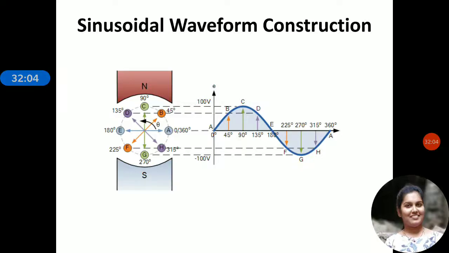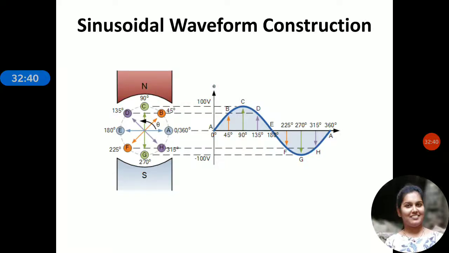When the conductor moves from C to D, that is 90 degrees to 135 degrees, the value will be decreasing to position D and to E, and again it comes to 0 as the magnetic lines come in parallel with the conductor. This point also we have discussed, when the magnetic lines and the current carrying conductor are parallel to each other, 0 EMF will be induced. So the value at E will be equal to 0.